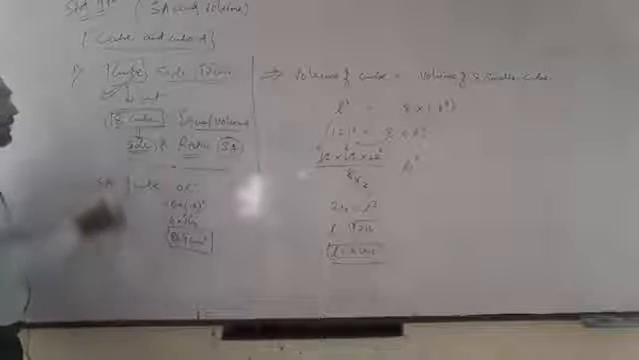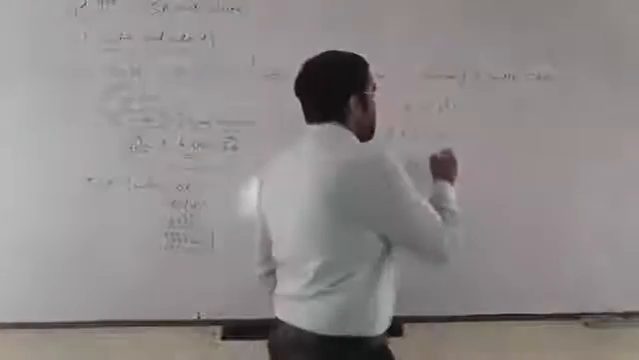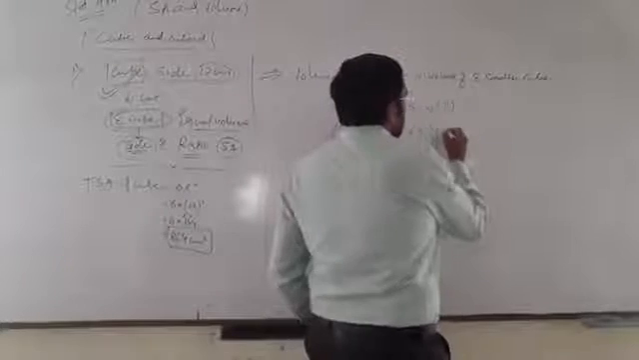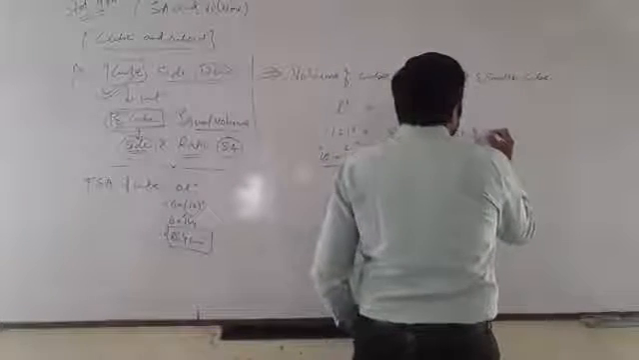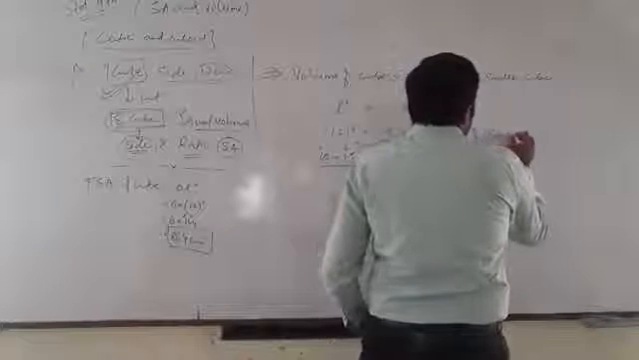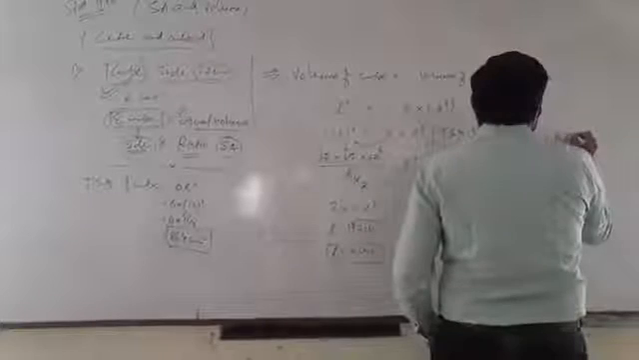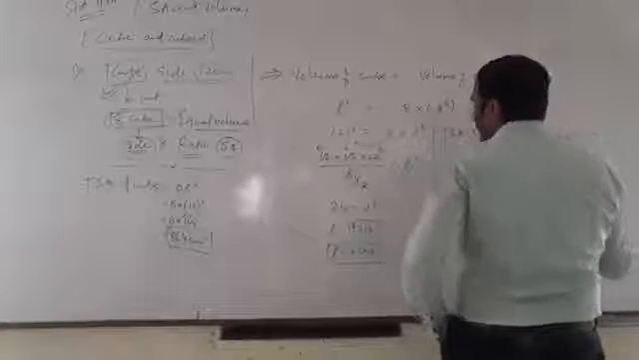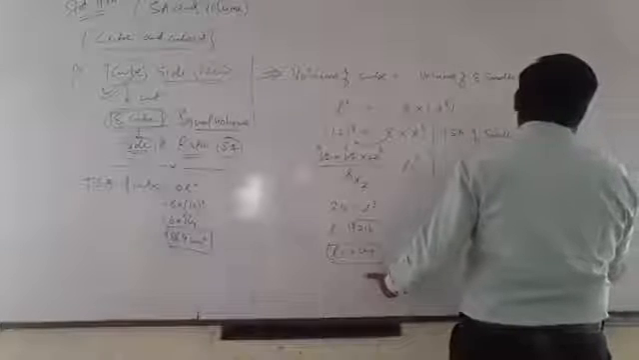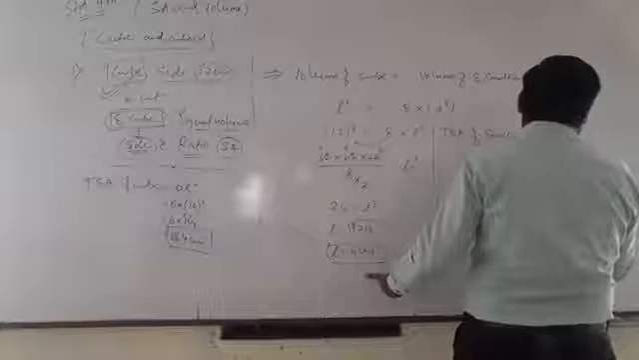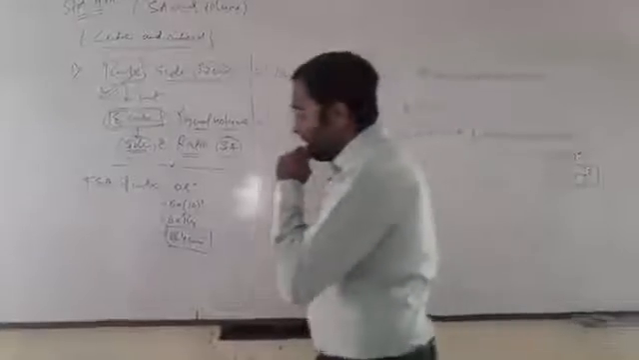Now it is divided into the smaller cubes. The total surface area of the smaller cube is also 6L square. Now my length is 6 centimeter, so 6 into 6 square, that is 216 centimeter square.